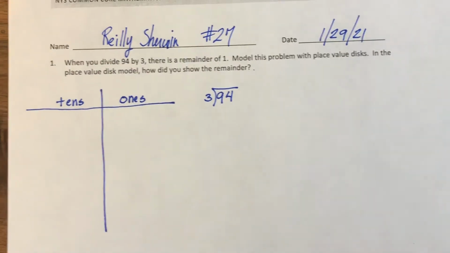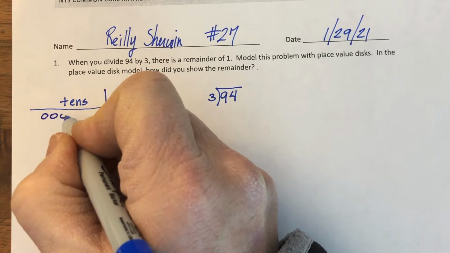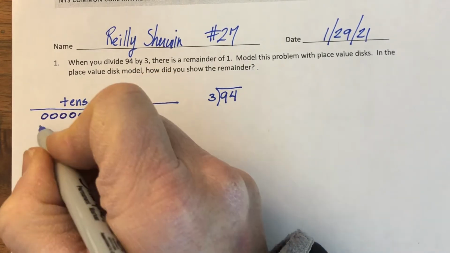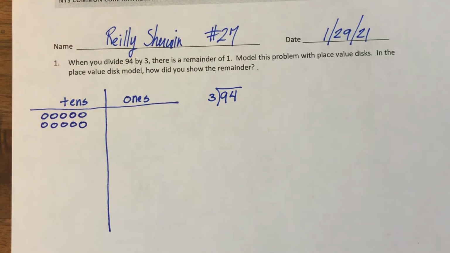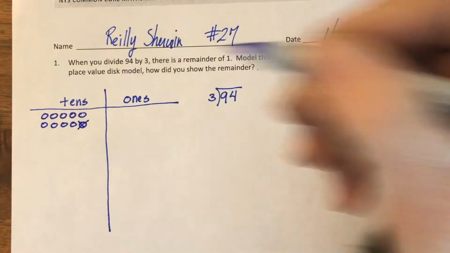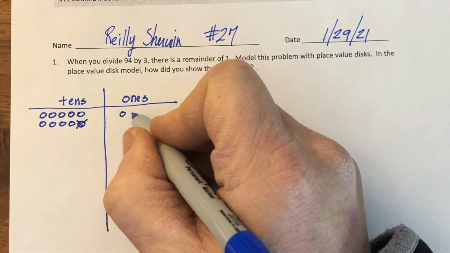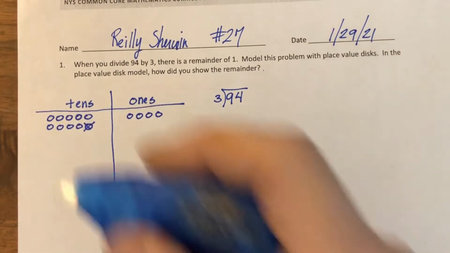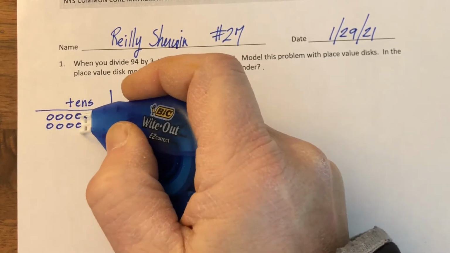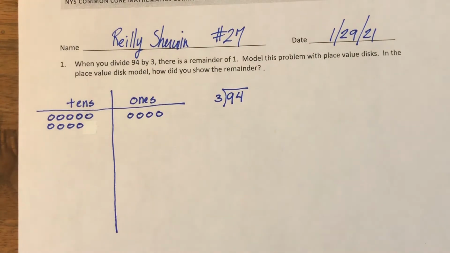So let's show that. I'm going to take my 9 and put in 9 tens. 1, 2, 3, 4, 5, 6, 7, 8, 9. Whoops, not 10. Just X that out, just 9. And then over here, the 4, I got 1, 2, 3, 4. Good. I'm going to white that out because that's going to confuse us. Sometimes we make mistakes, just gotta white it out. There we go. So there's 9 disks right there.